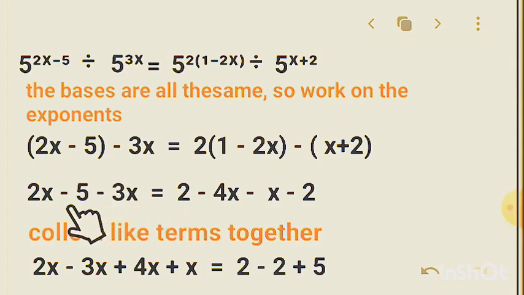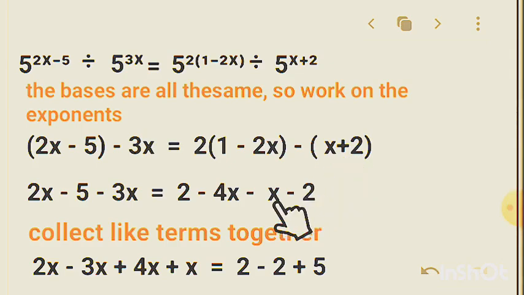Now 2 raised to the power, we open the brackets, we have 2x minus 5 minus 3x is equals to 2 minus 4x, because when we open the bracket, 2 times 1 will give us 2, and 2 times minus 2x will give us minus 4x. This is the minus sign, we put it here. Now if we remove this bracket, remember minus times plus will give us a minus sign. So removing the bracket, the plus inside the bracket becomes a minus.